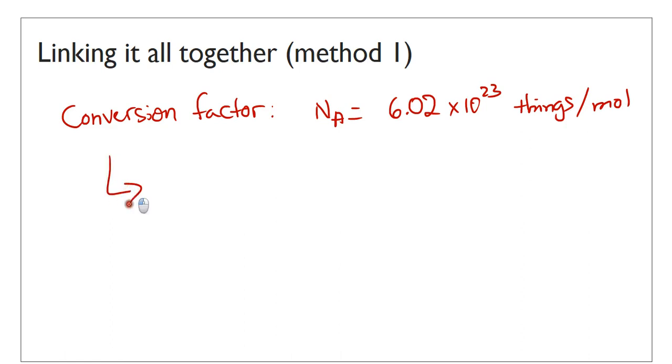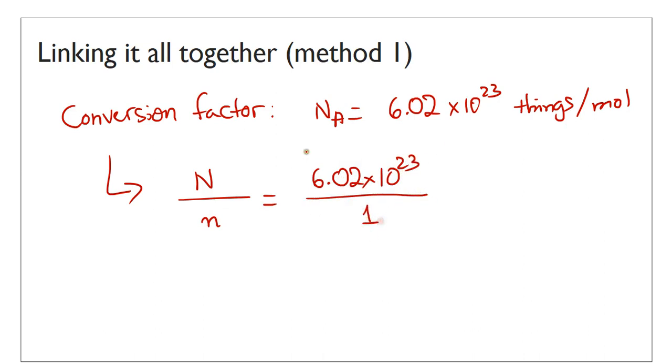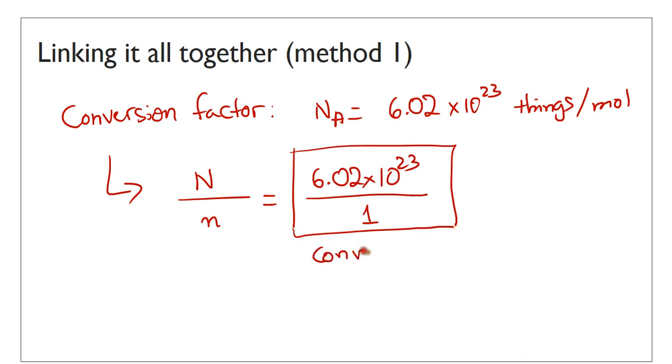So from here, I can create a ratio so that the number of particles over the number of mole is the same as 6.02 times 10 to the 23 over 1, because this is the number of things in 1 mole. So this ratio, this is your conversion factor.